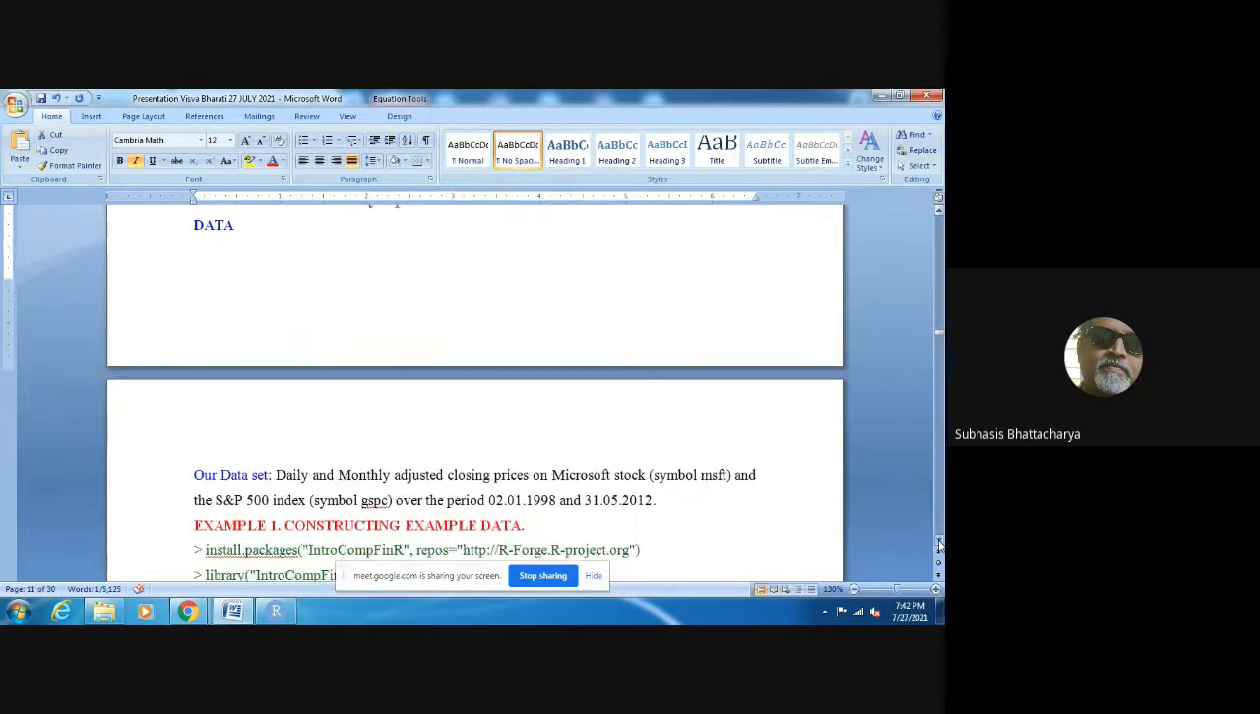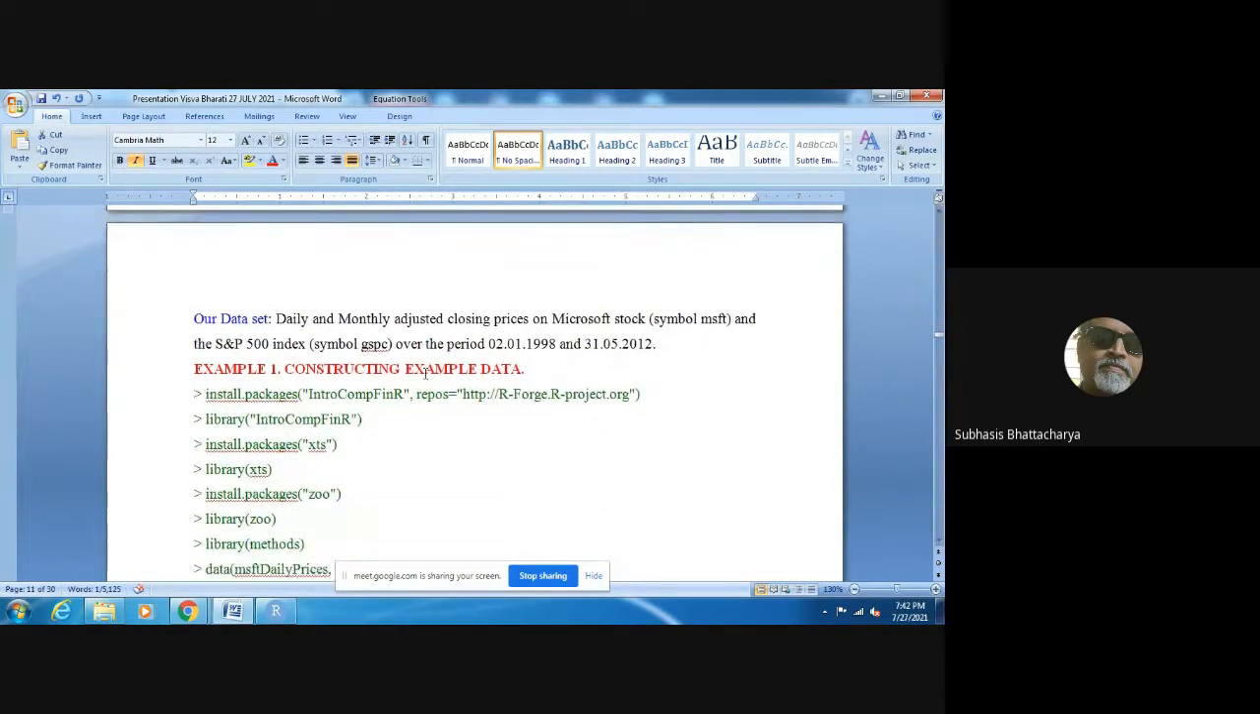So what is my data? I started with the daily and monthly adjusted closing prices of Microsoft stock and the Standard and Poor 500 index. You know the Standard and Poor, it is like the Nifty in our country. Nifty means the 50 most dependable companies, the average of their share prices. So in the US, it is called S&P 500, the best 500 companies. This means they are dependable, not always higher prices. So my period is from 1998 to 2012.